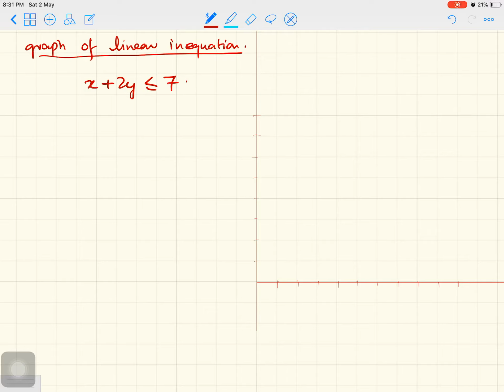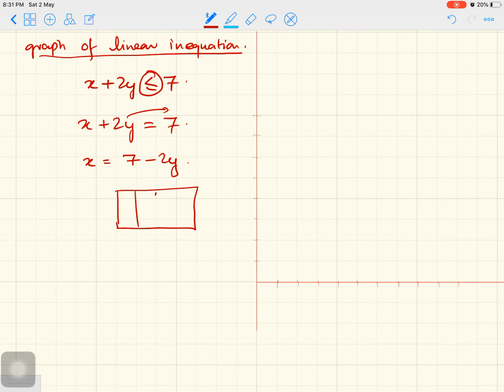Before we learn this, we will convert this symbol into an equals to and then just see. Suppose, what if you have x plus 2y equals to 7? If you remember, in class 9, we have already learned how to draw a graph for such equations. Let me show you. You can make x as the subject. You can take 2y to the other side like this, and then you can make a box, if you remember.